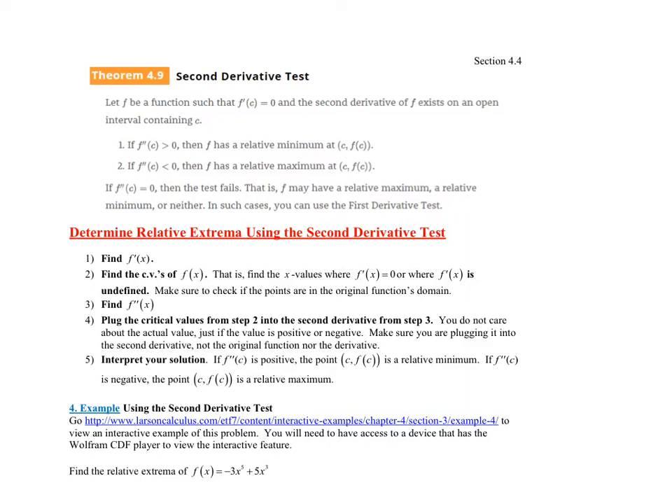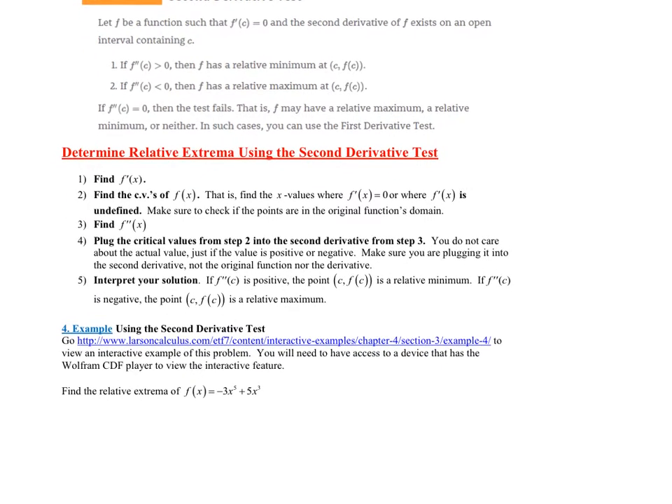It says if your f double prime of c is negative, then it has to be a maximum. So again, if f double prime of x equals 0 at that point, the test fails, and you have to use something else. It might be a max, it might be a min, it might be neither. So in this case, you would have to revert back to the first derivative test. Okay? So how do you do it?